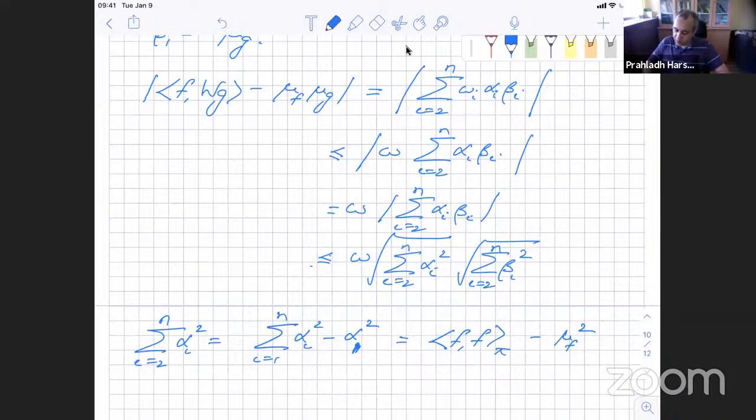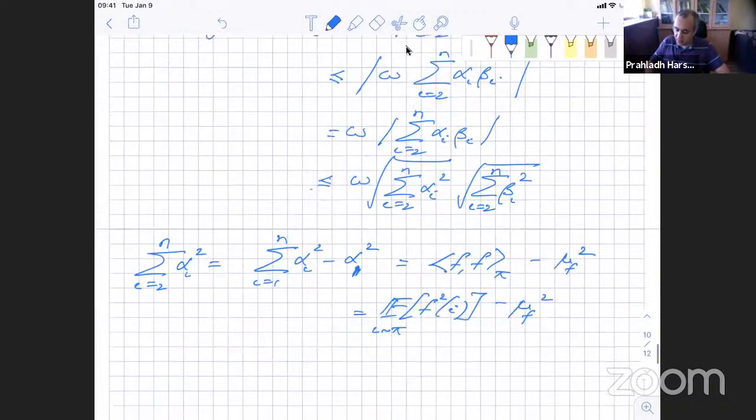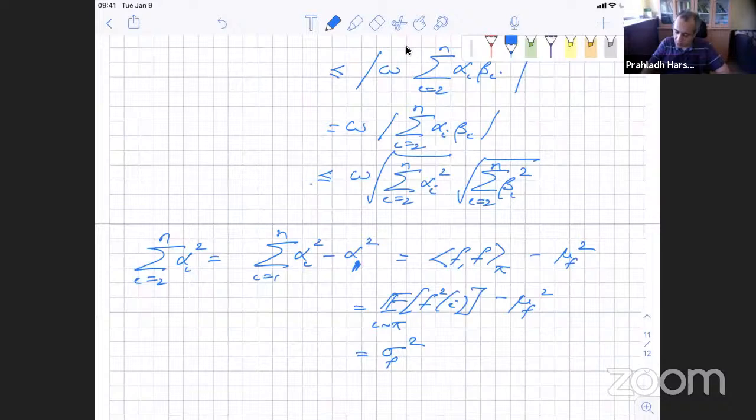But what is the inner product of f with itself? This is exactly the expected value of f squared of i, when i is picked according to pi, minus mu f squared. This is exactly the way we had defined the variance, sigma f squared. So that's it. So this quantity is equal to omega sigma f sigma g.